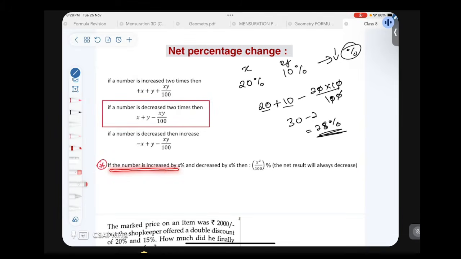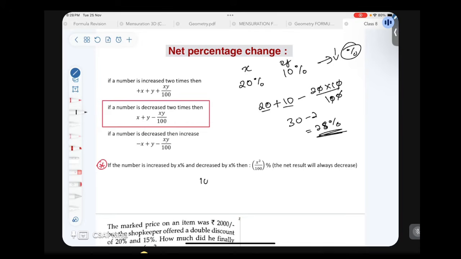Okay, but one more thing, this is the final conclusion here. If a number is increased by x% and then decreased by x%, then the net result will always be decreased. I'll just tell you something here. If a number is increased by 2% and then decreased by 2%, then the net result will always be smaller than the original number.